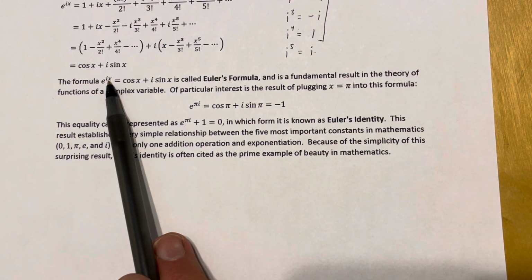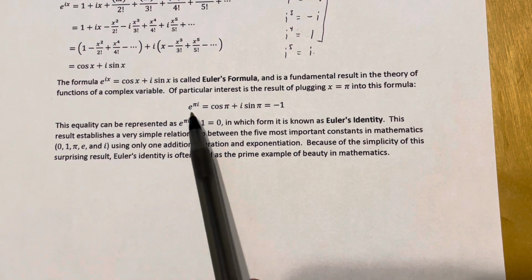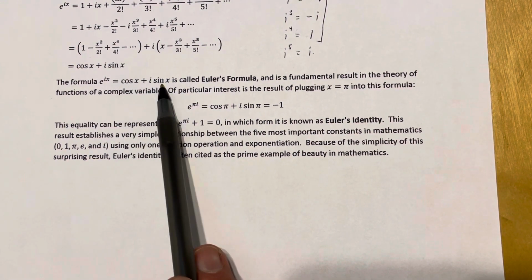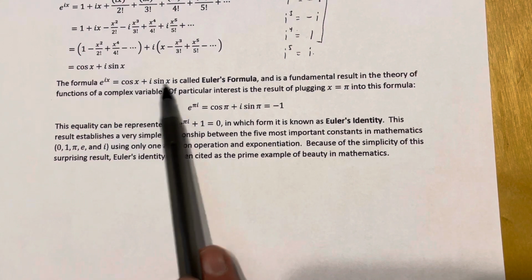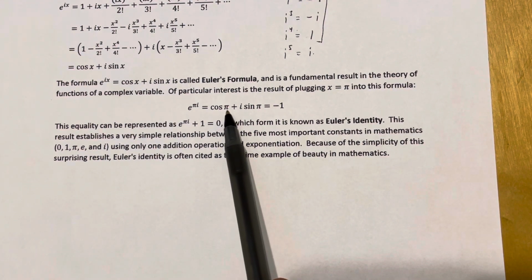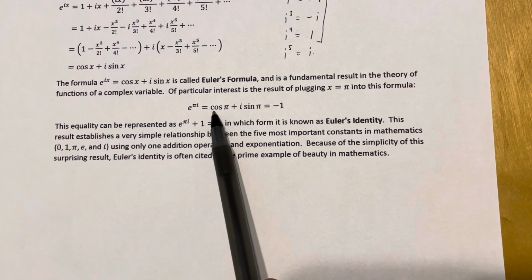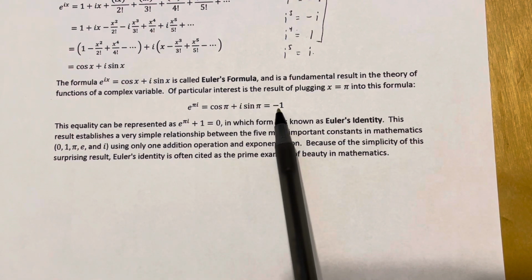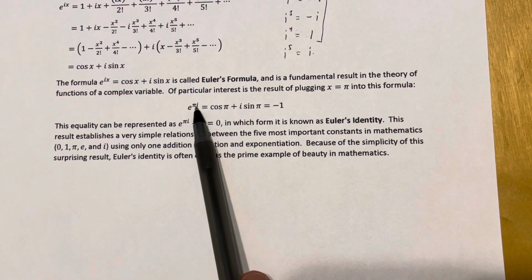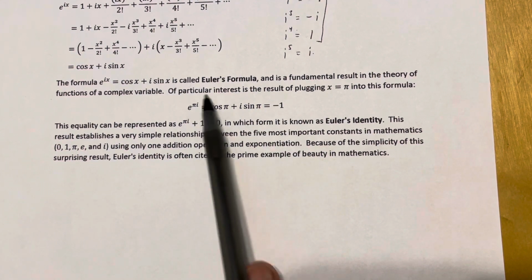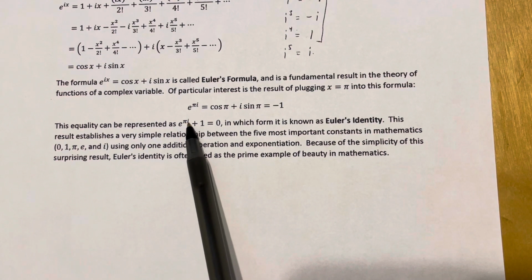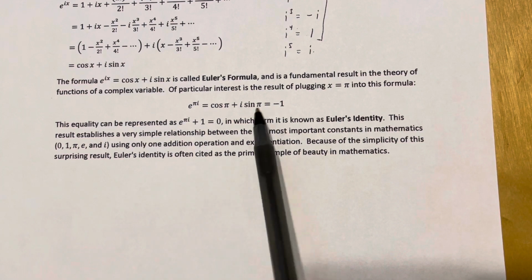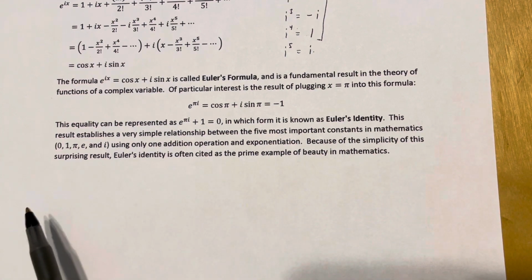If I plug a pi in for that x right there so that I get e to the pi i, I can evaluate it by plugging pi in for these x's here: cosine of pi plus i sine of pi. Cosine of pi we know is equal to -1, and sine of pi would be 0, so this evaluates to just -1. e to the pi i equals -1. I could also add that 1 to both sides to get this: e to the pi i plus 1 equals 0. This form of this result is known as Euler's identity.